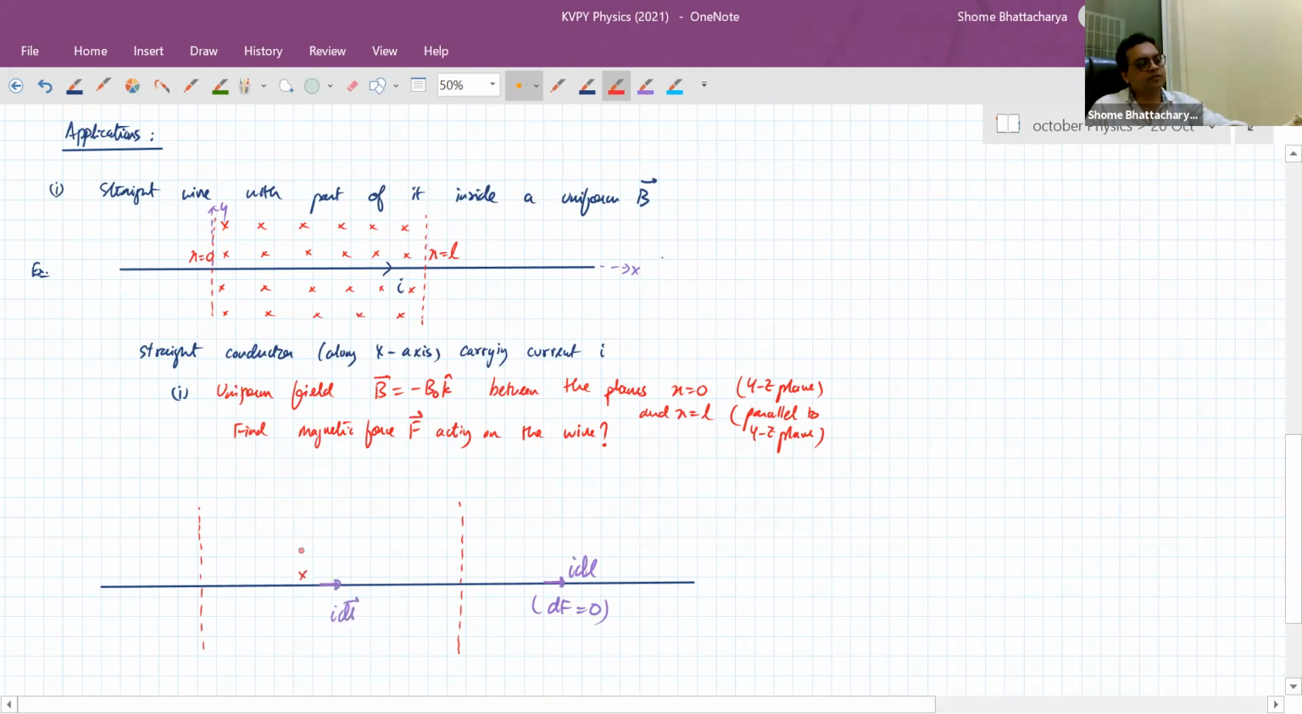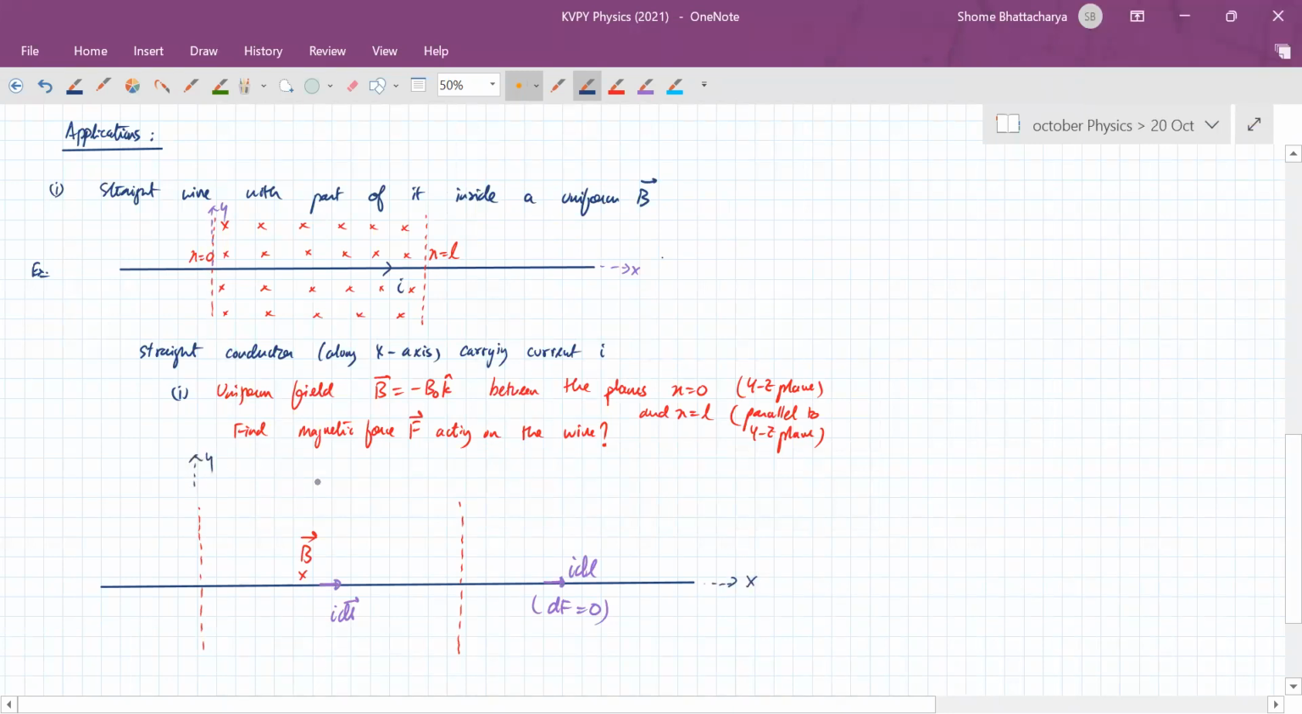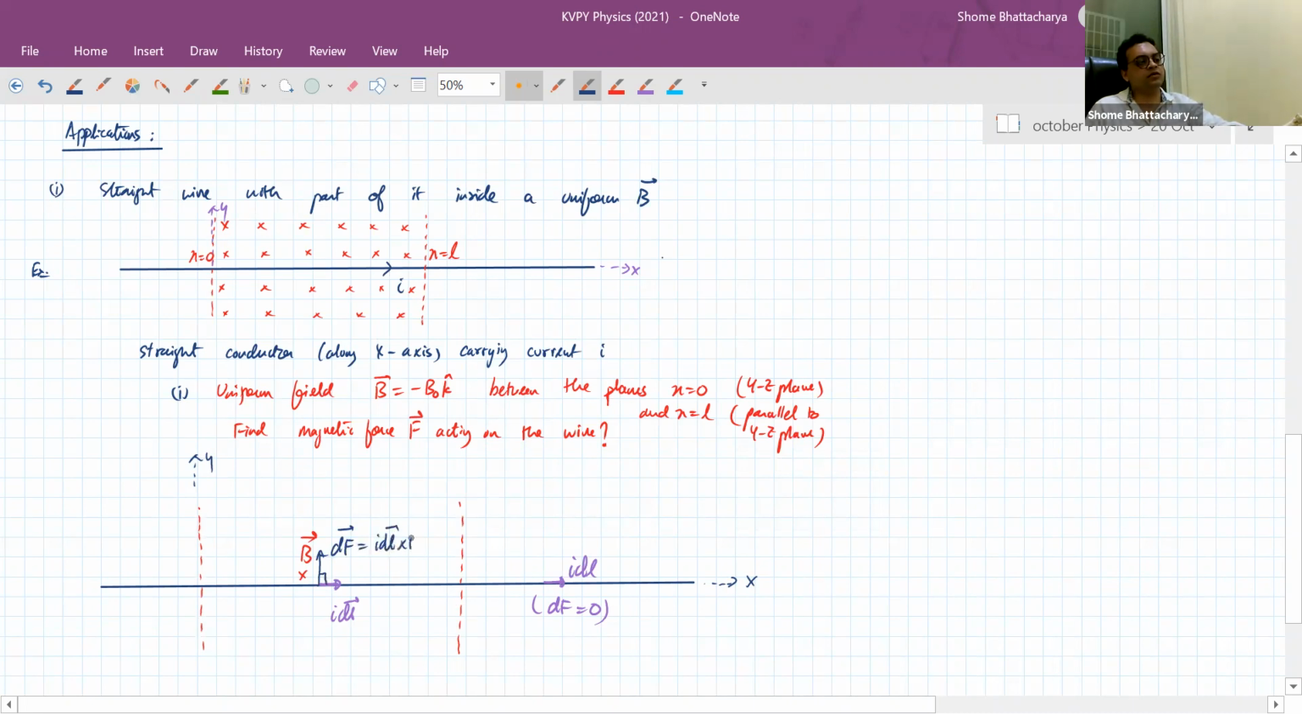The type of current element that is outside the magnetic field is not going to experience any force. But the type of current element that is inside the magnetic field will experience a magnetic field going into the plane. So what will be the direction of I dl cross B here? Can you tell me? What should be the direction of I dl cross B for the second one that I've drawn, which is inside the magnetic field? I dl is pointing along the x-axis, right? And B is pointing into the plane of the paper. So what should be the direction? Upwards. Yes, it should be upwards. So it will experience a force like this at 90 degrees. This force will be I dl cross B.